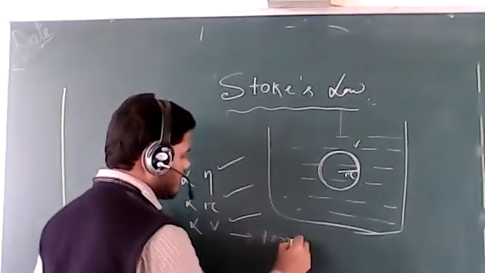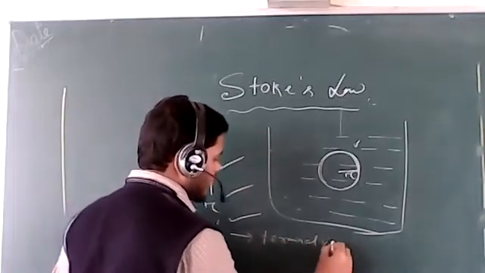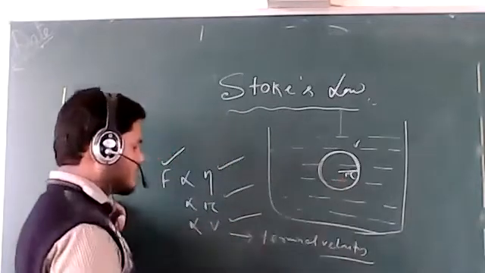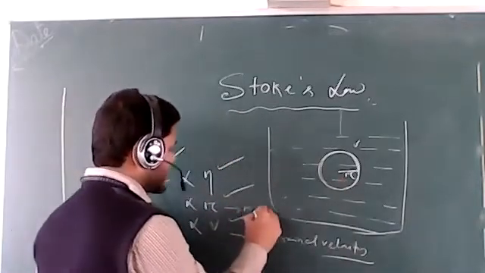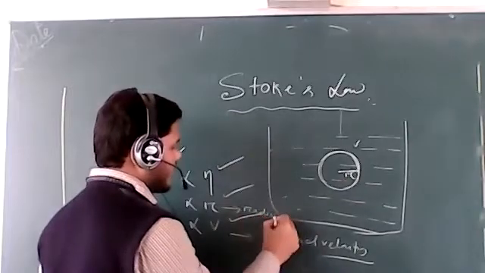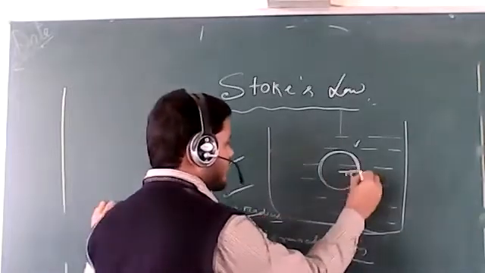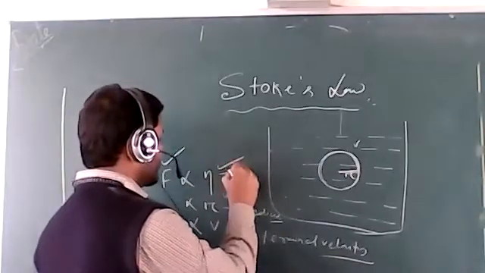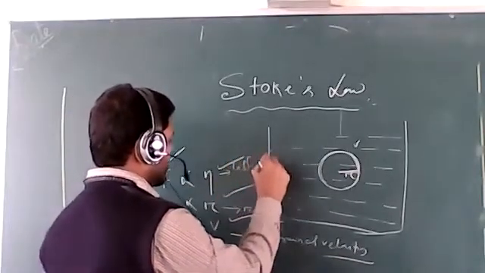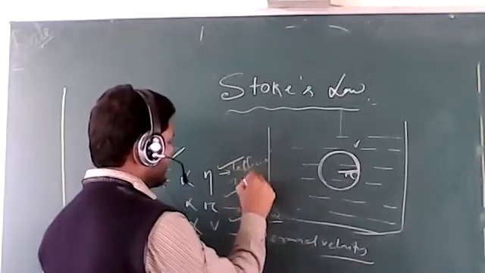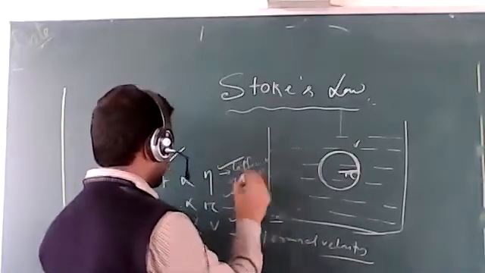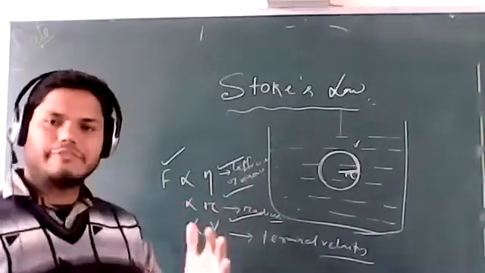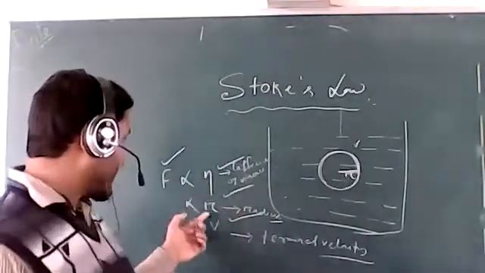Whatever velocity the spherical body has is called the terminal velocity. r is the radius of the particular spherical body, v is the velocity, and eta is the coefficient of viscosity. So the viscous force F depends upon three factors: eta, r, and v.